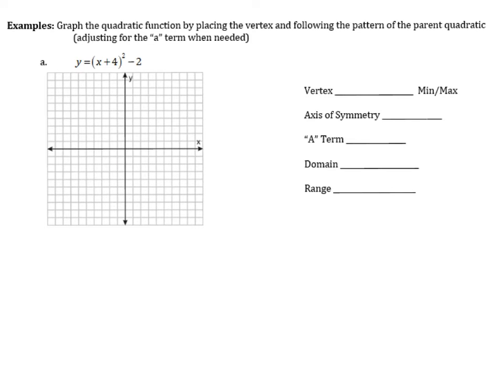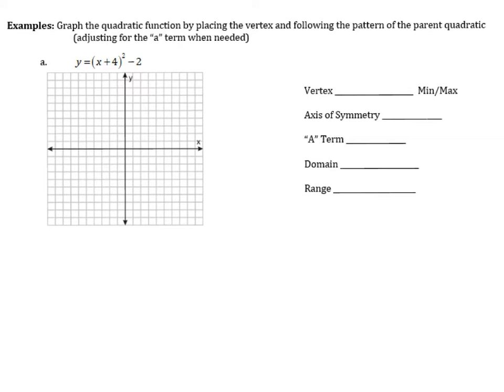Okay, so first example here, the question says graph the quadratic function by placing the vertex and follow the pattern of the parent quadratic, adjusting for the a term when needed. So let's look at this quadratic we have here. It's y equals (x plus 4) quantity squared minus 2.